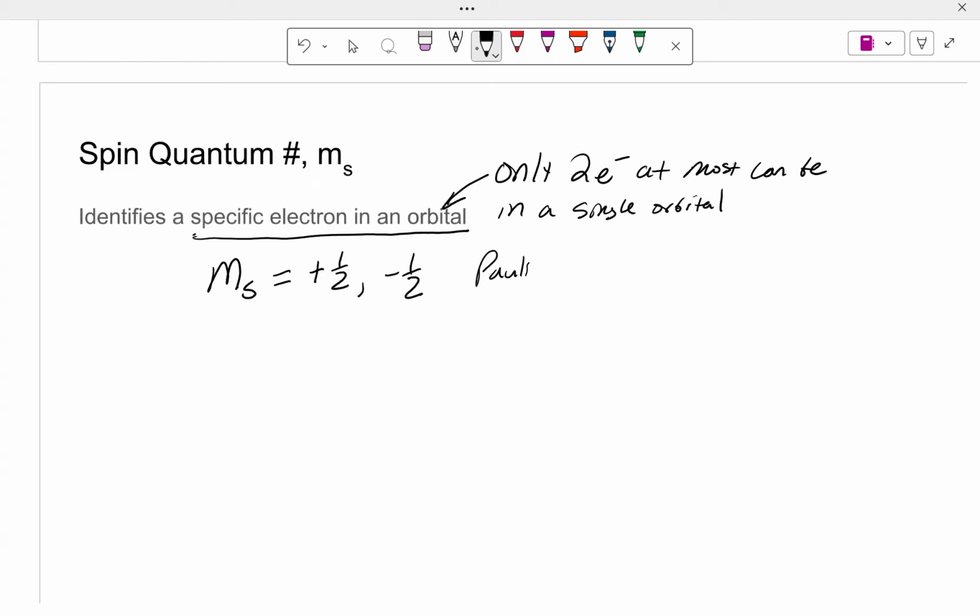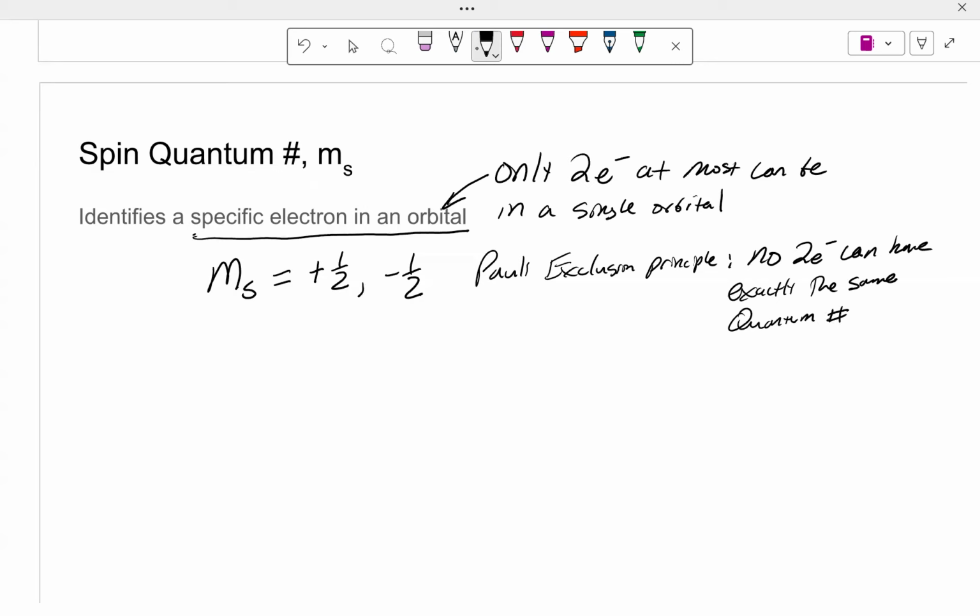And this leads to what's known as the Pauli exclusion principle, which says no 2 electrons can have exactly the same quantum number or set of quantum numbers.